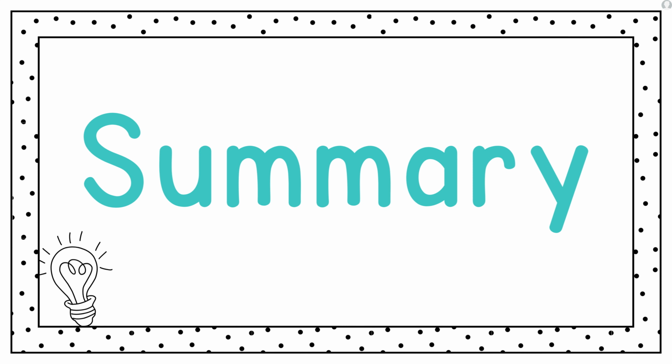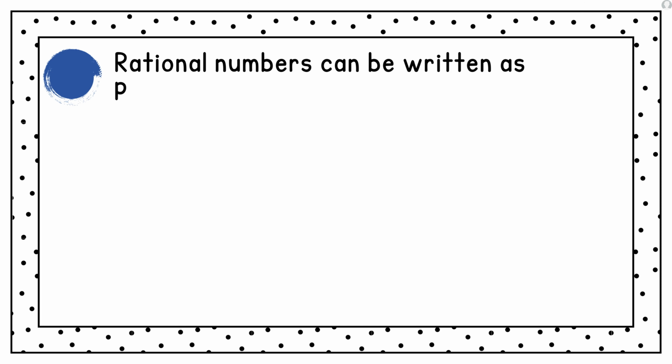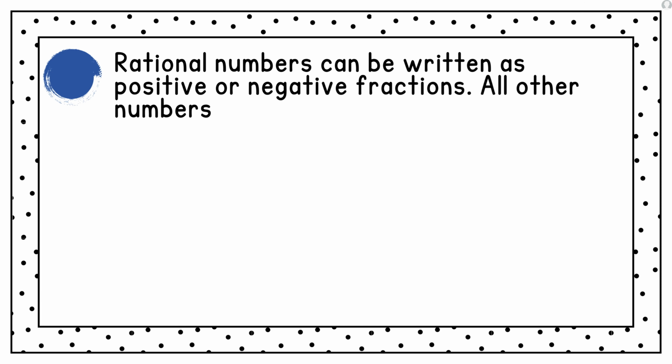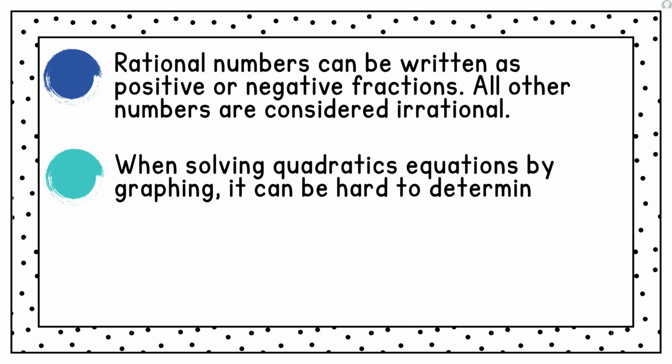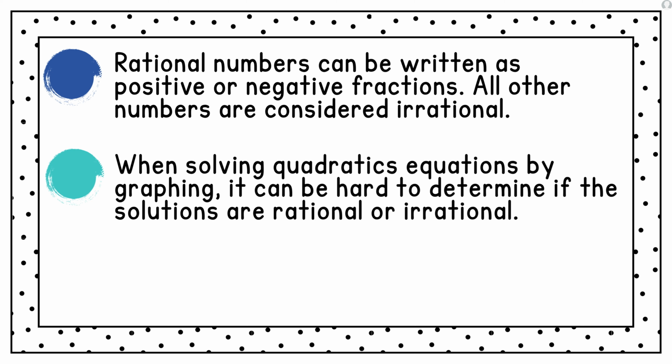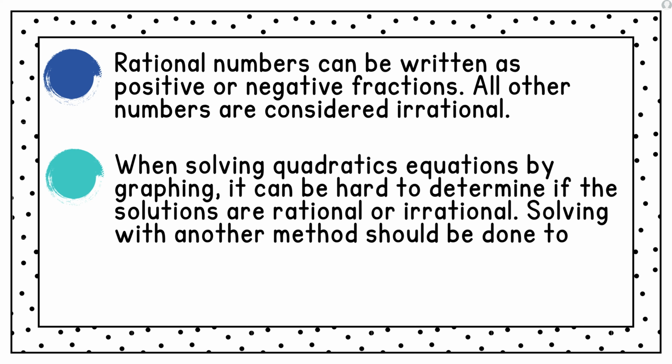Let's summarize what we've learned. Rational numbers can be written as positive or negative fractions. All other numbers are considered irrational. When solving quadratic equations by graphing, it can be hard to determine if the solutions are rational or irrational. Solving with another method should be done to verify the type of solution.